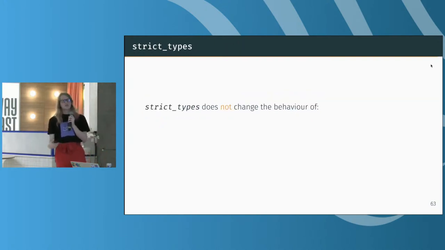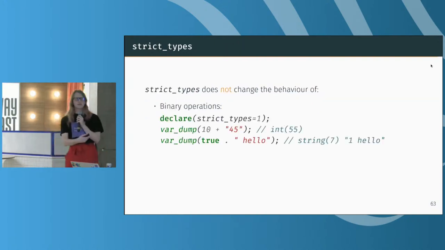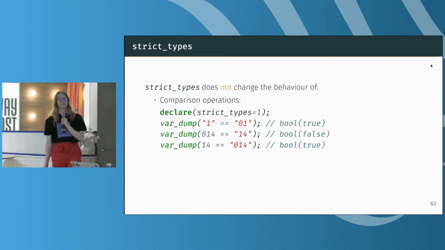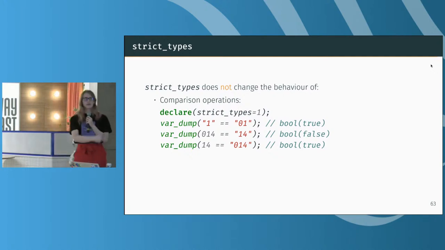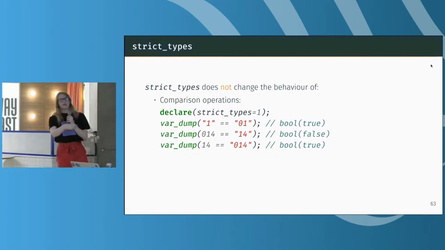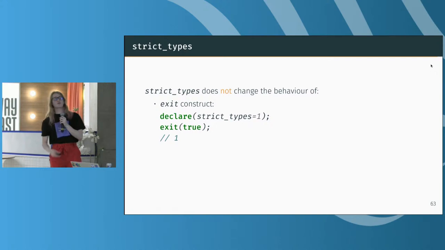So strict types does not change the behavior of the binary operations, so you can still add integers and strings and concatenate booleans with strings. Nor comparisons, so you still get the weird 014 is an octal, so it's not equal to 14. I should have maybe clarified this. It's a bad example. It also does not change the behavior of exit. So you can still do exit true, and it will just cast to 1, and you still don't get any errors.